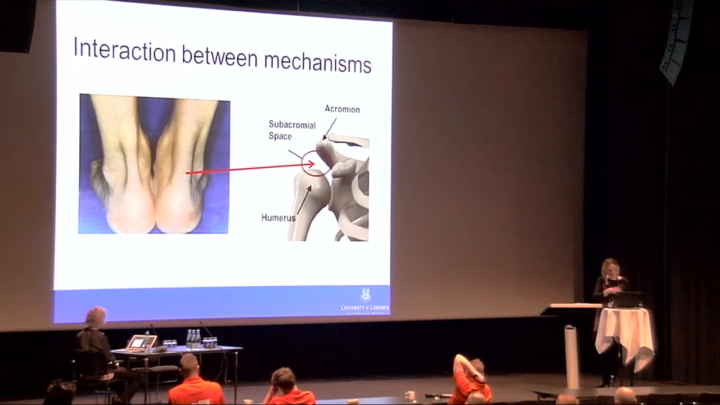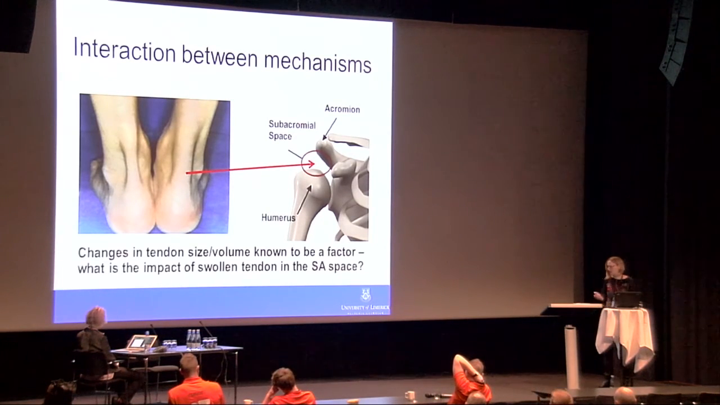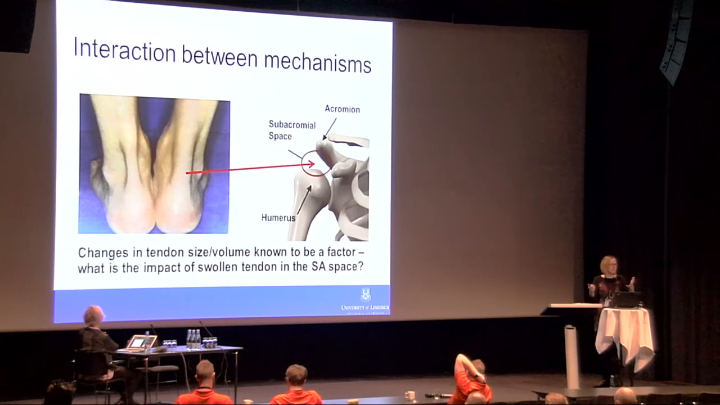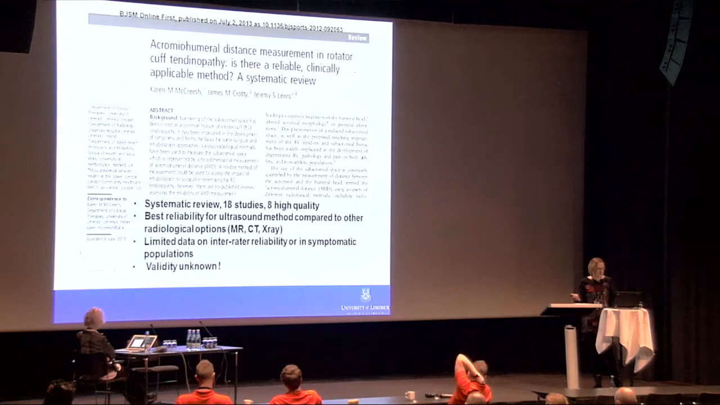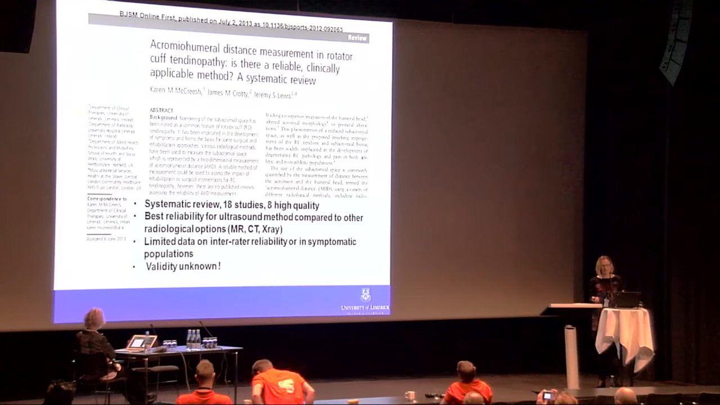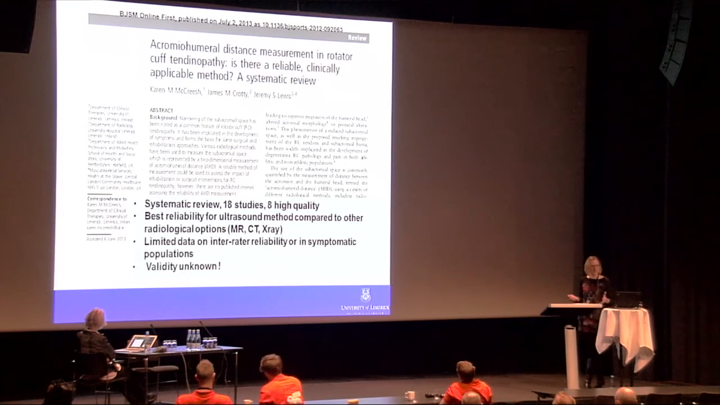So, we know that changes in tendon size or volume are a factor in tendon pathology. What I wanted to ask was, what's the impact of that swollen tendon in the subacromial space? When you do this as part of a PhD, you take a systematic, structured approach to it, because you know you're going to be sitting in front of somebody in a viva. You need to make sure you've got all your bases covered.